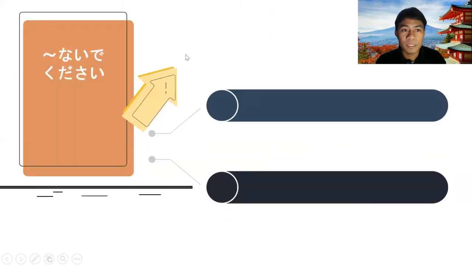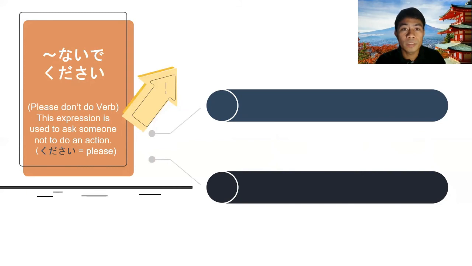Our next topic is naide kudasai. Please don't do verb. This expression is used to ask someone not to do an action. In this topic, we just have to connect the pattern naide and kudasai. In English, kudasai means please, which makes our pattern please don't do verb.